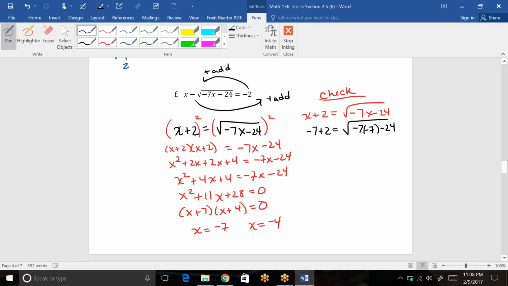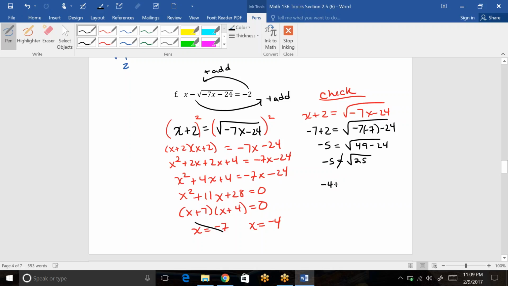Plug it in for all the x's. That's negative 5 equals the square root of 49 minus 24, and that would be 25. But remember, a square root out here without a negative in front of it has to equal a positive of that number. So that means that negative 7 is out.